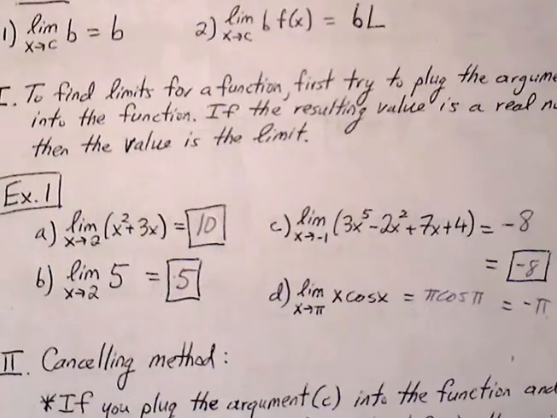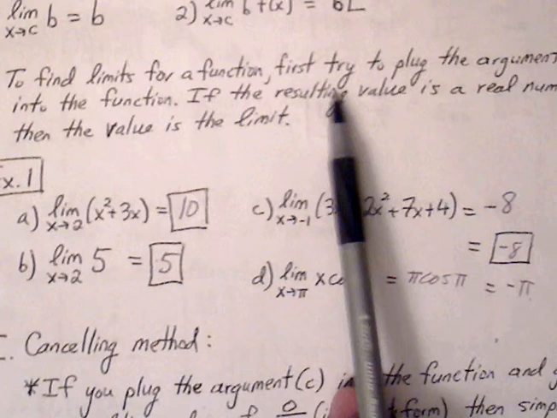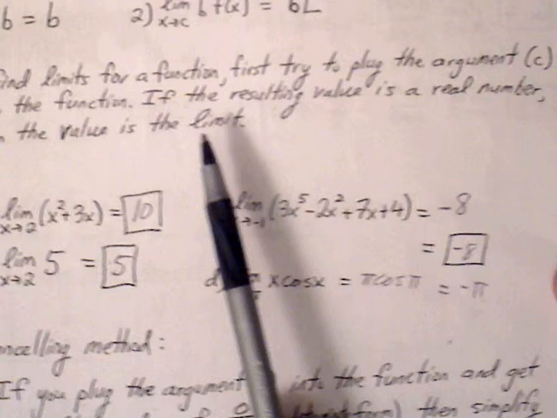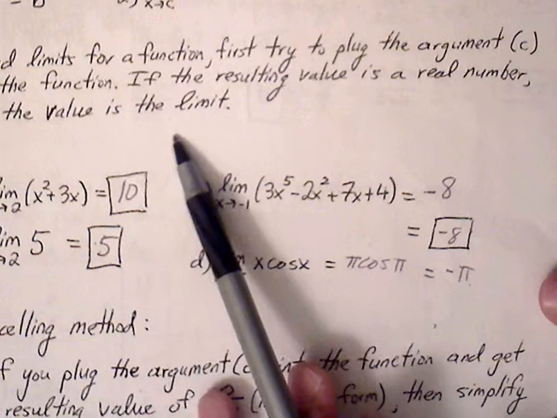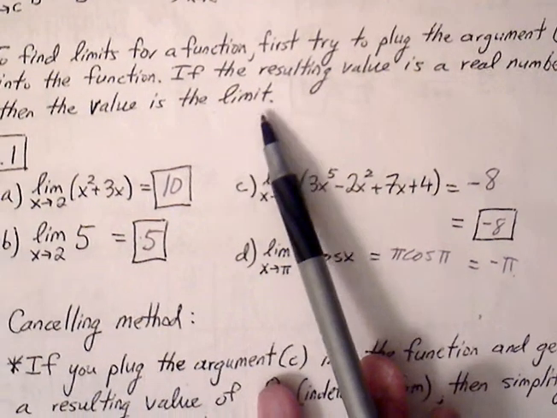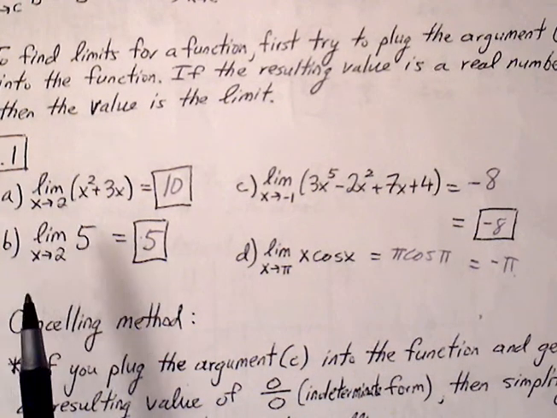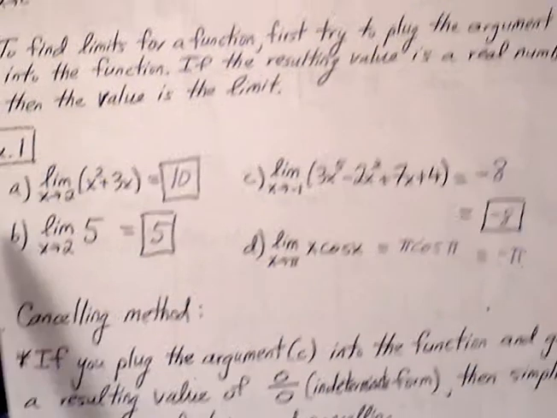To find limits for a function algebraically, we're first going to try to plug the argument, that c value, into the function. If the resulting value is a real number, then the value is the limit. So whenever we want to evaluate the limit algebraically, the first thing that we always do is plug in that argument and see if we get a real number. If we get a real number, then we found our solution, and we don't have to work any further with the problem. So let's look at some examples here.